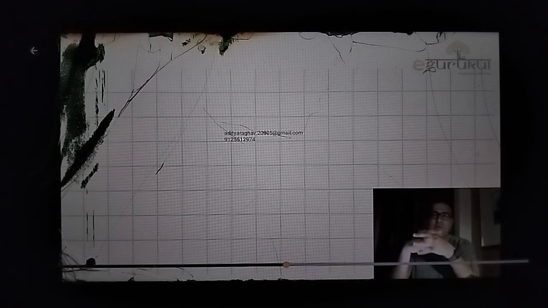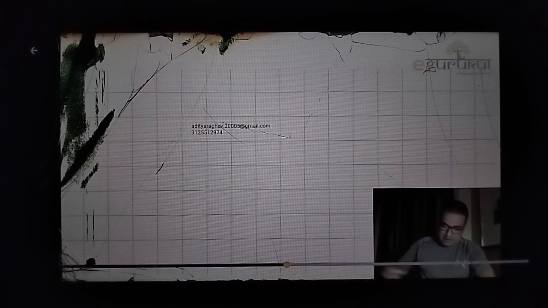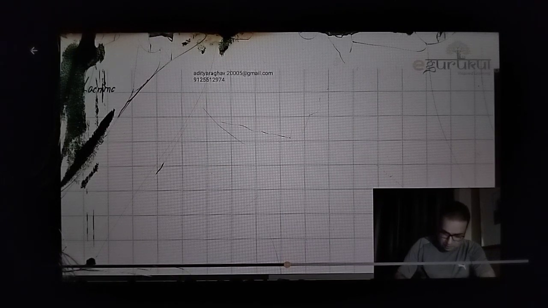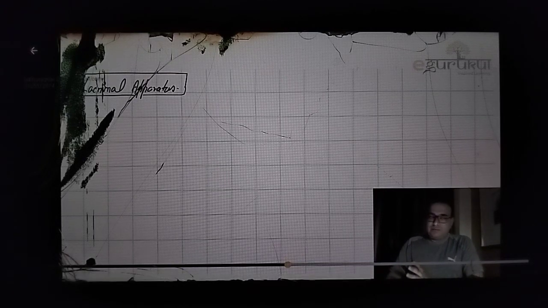But lacrimal apparatus, let's finish off with the head and neck only, because we'll not get the chance to do it in the general. When I say lacrimal apparatus, it's not only the lacrimal gland, there are many parts to it. So guys, lacrimal apparatus, this is usually a short note question, but I have seen, although very few times, that this may come as a long question also.